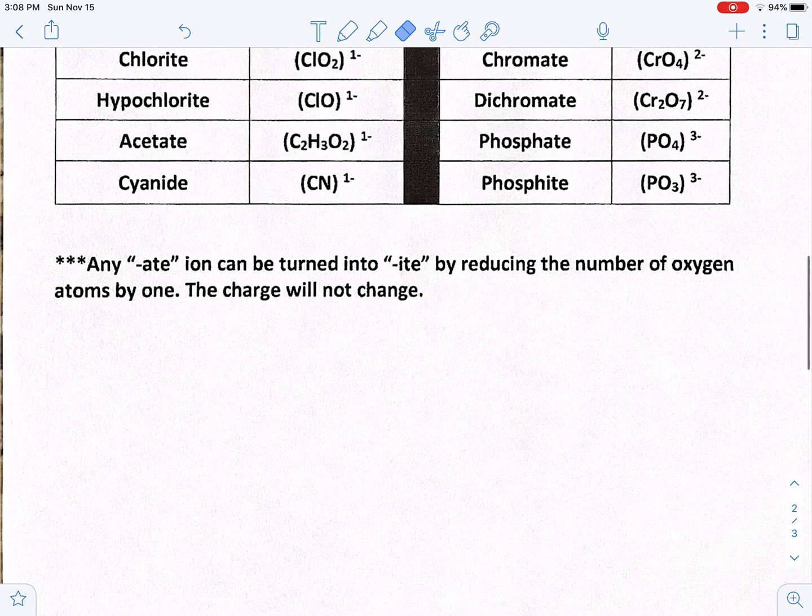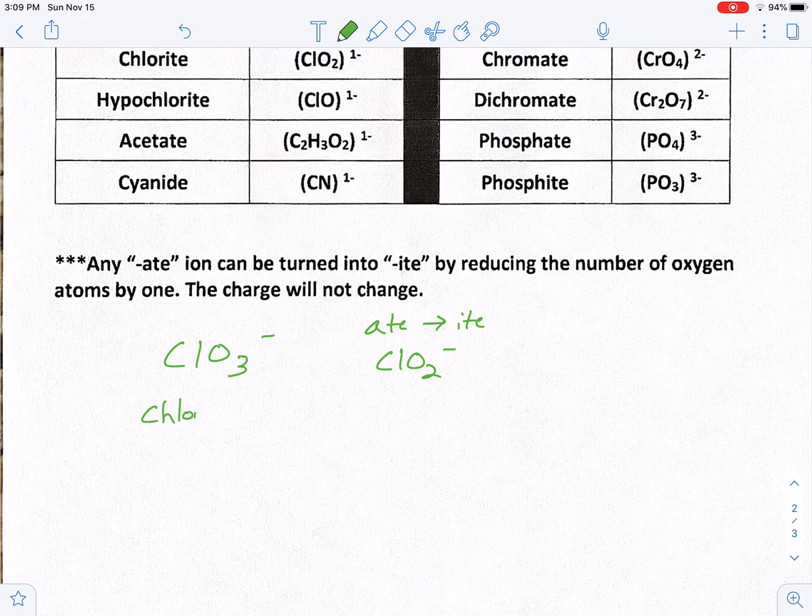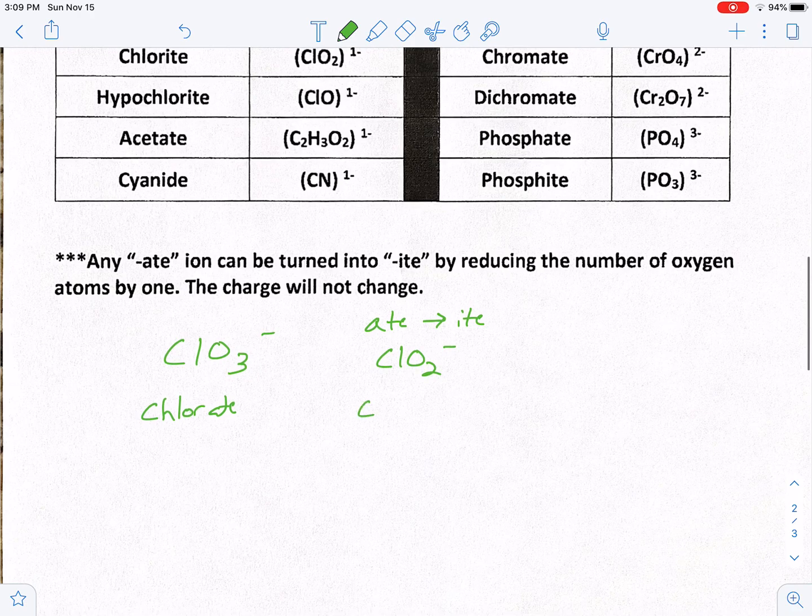Okay, so the first rule down here. If we just start with chlorate first, chlorate is ClO3 with a minus charge. Now, when we go from ate to ite, if our name changes so that the suffix changes from ate to ite, we lost an oxygen. So now that would become ClO2 with a -1 charge. So this is chlorate. Once we lose an oxygen, this would be chlorite.